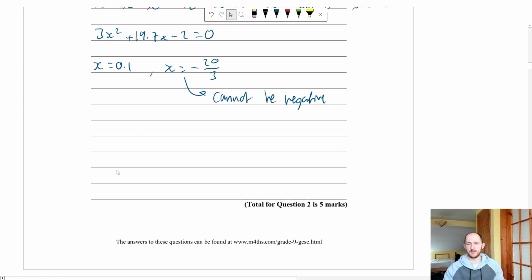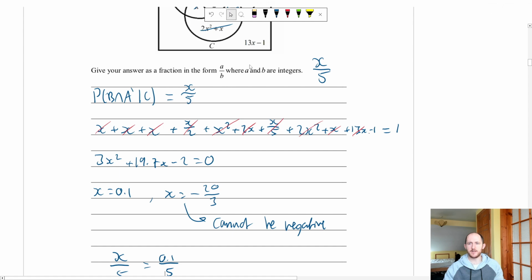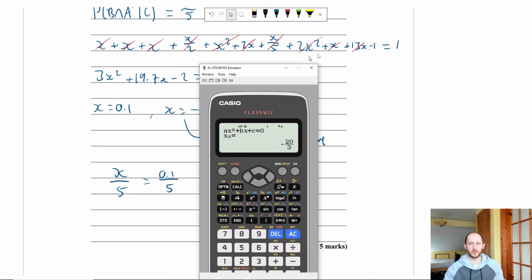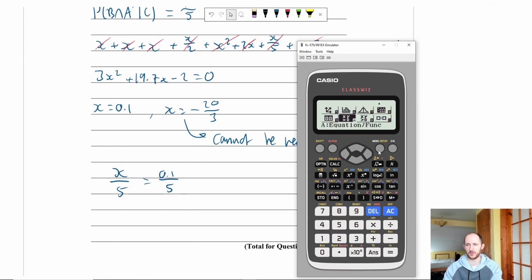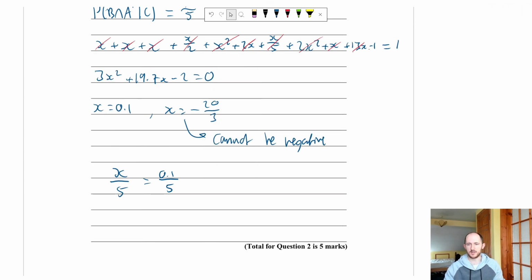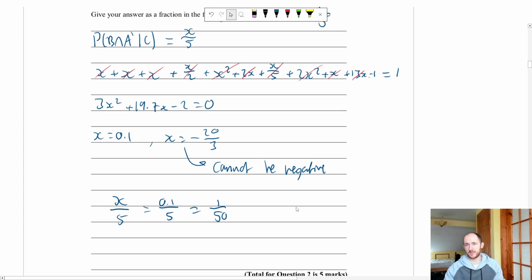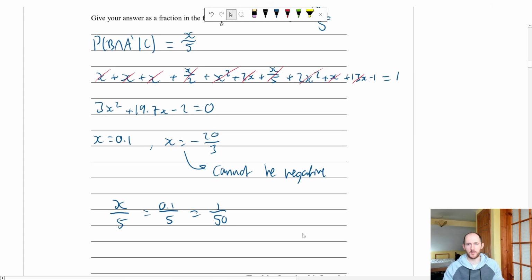So what was our answer again? Well, it's x over 5. I'm going to write this out really explicitly. That equals 0.1 over 5. But if you look at the answer, it says a over b, where a and b are integers. Now, if you put this into your calculator, it will actually do it for you. So you don't even need to think. Right? It does it for you. But all you're doing is timesing top and bottom by 10 to make them integers. So 1 over 50.